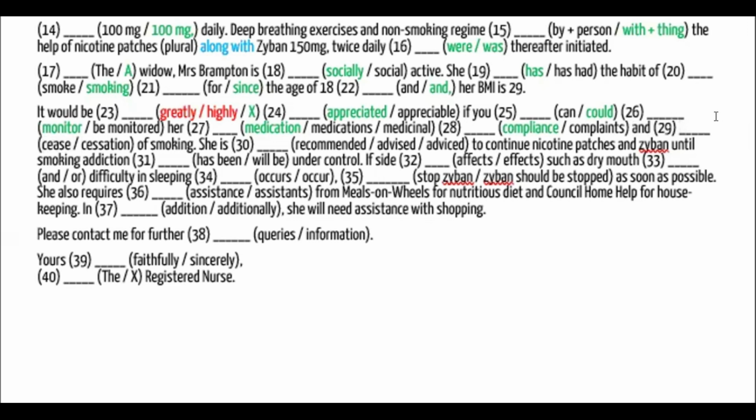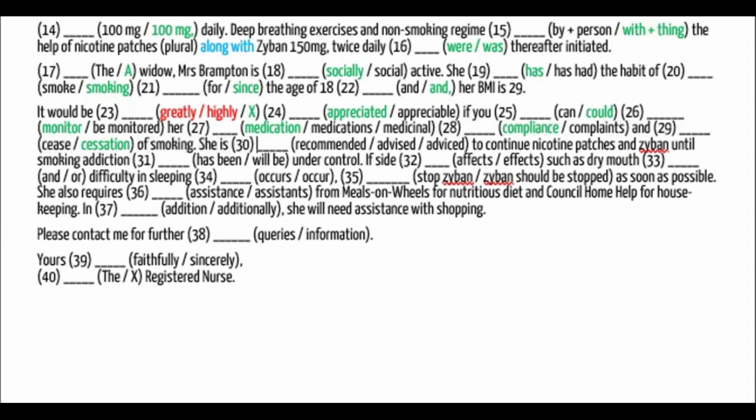Compliance and cessation. Compliance is a noun form and cease is a verb form. Cessation is a noun form. So remember, in the same sentence, you cannot have one word as a noun form and another word as a verb form. So once again, medication compliance and cessation of smoking. Cease of smoking is not right here. Cessation is the correct one.